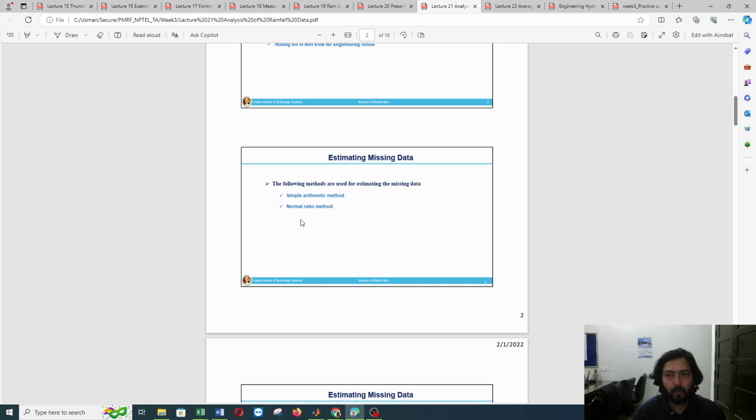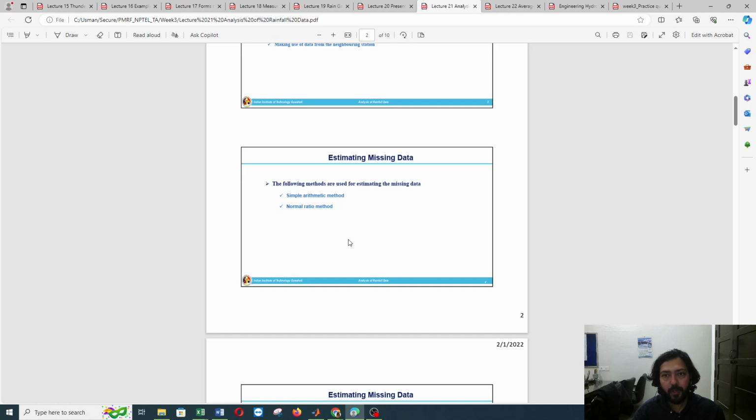It depends upon how close the neighboring station is to your station which has the missing data. You will interpolate the value based on the nearby neighboring stations. That approach we are also going to see using a numerical by the end of the session. First we would like to cover these two techniques. The first is the simple arithmetic method. Let us say you have 5 stations, and there is a station A which has some missing data.